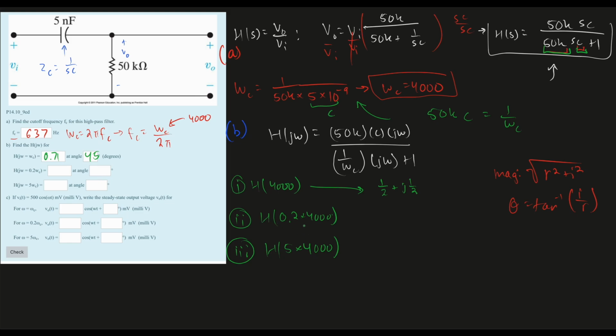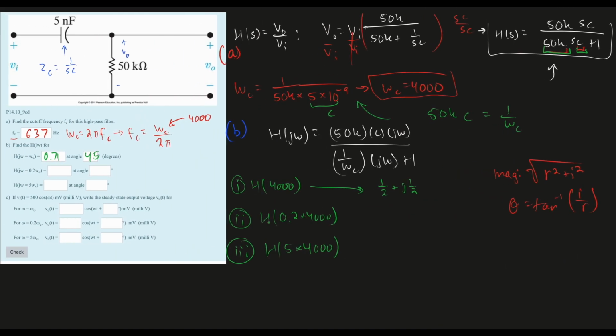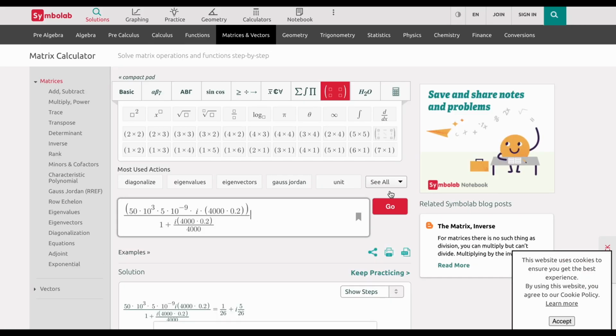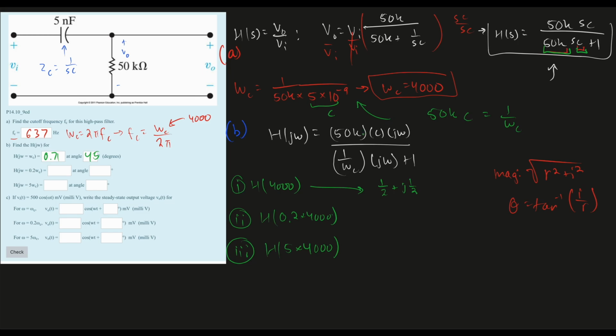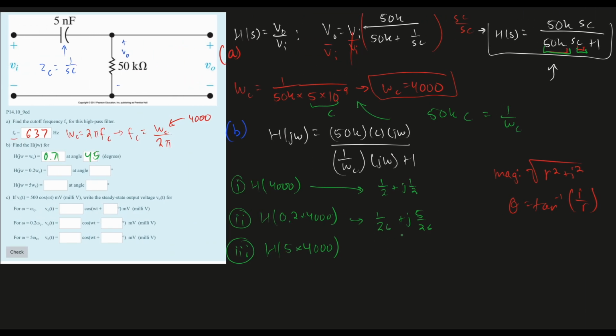Now we can look at the second one. We're just going to go back into Symbol Lab. We have our omega c, but now it's being multiplied by our 0.2. So we're going to multiply this by 0.2, and then come in the denominator and multiply this by 0.2. We'll press go, it'll calculate, and it's going to give us 1 over 26 plus j times 5 divided by 26. Now we need to put this in the polar form, and from this, we're going to get approximately 0.20 at an angle of 79 degrees.